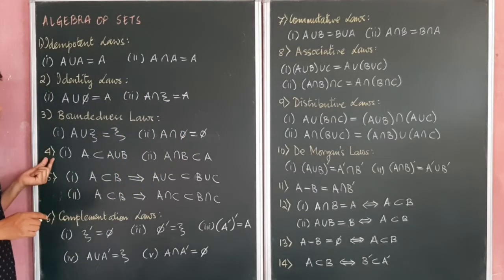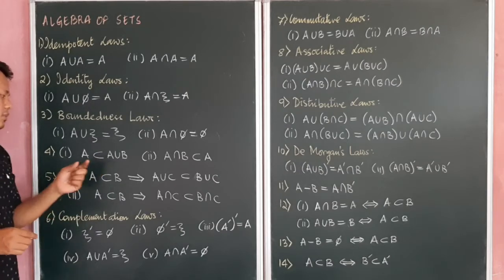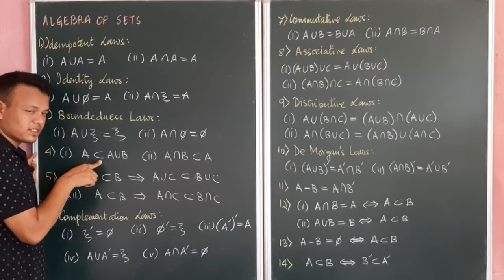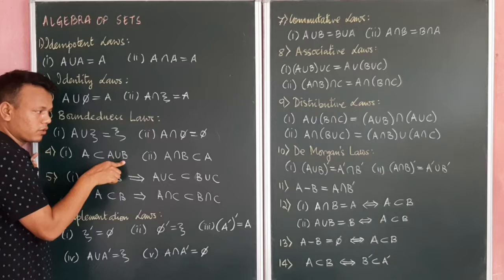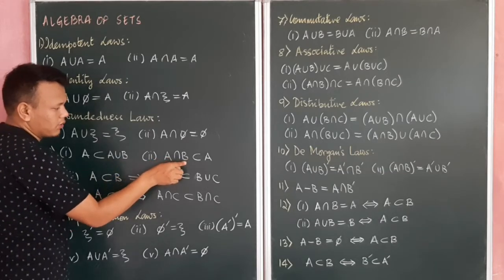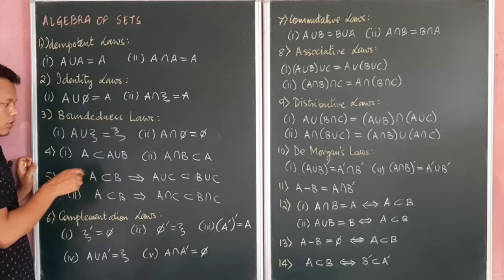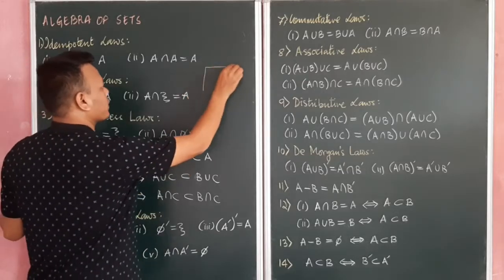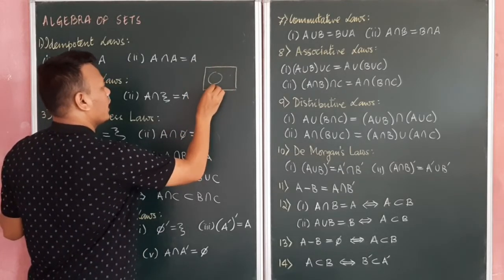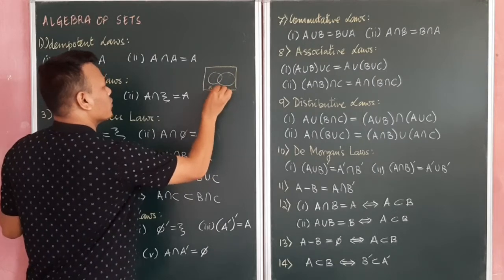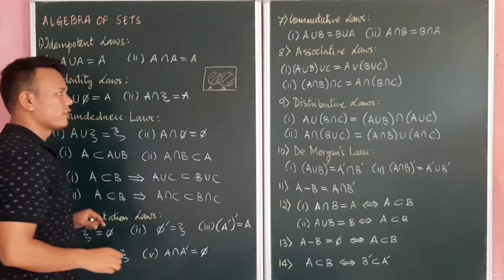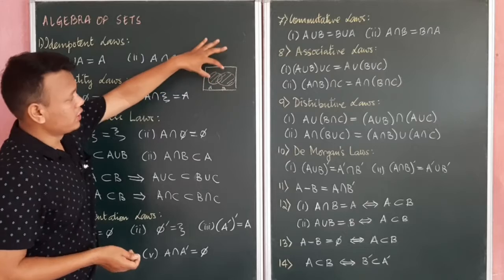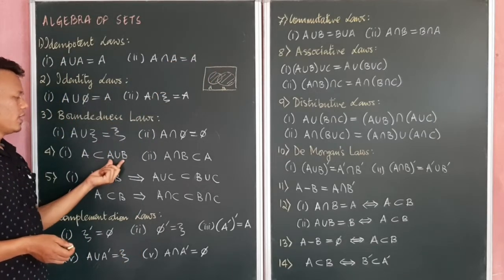Alright, fine. Now the fourth law, we don't have any name for it, but you need to remember that any set A is a subset of A union B, and A intersection B is a subset of A. If you want to remember this, just remember the Venn diagram. This is my A, this is my B, so this is my A union B. This is how A union B looks. Now clearly we know that A is a part of A union B, isn't it? So that's why you can say that A is a subset of A union B.